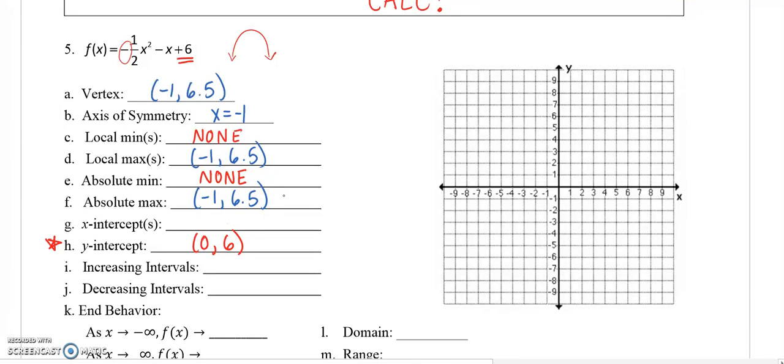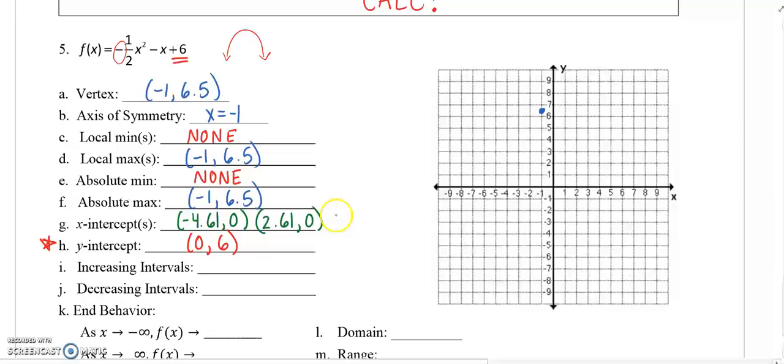The only thing left to do, besides maybe plotting this point, negative 1, 6.5, is to find my x-intercepts on the calculator. Go ahead and pause the video, and you can try it on your own, and then double check with me when you press play to see if you got them right. Alright, well, here are your x-intercepts. Pay attention to the rounding.